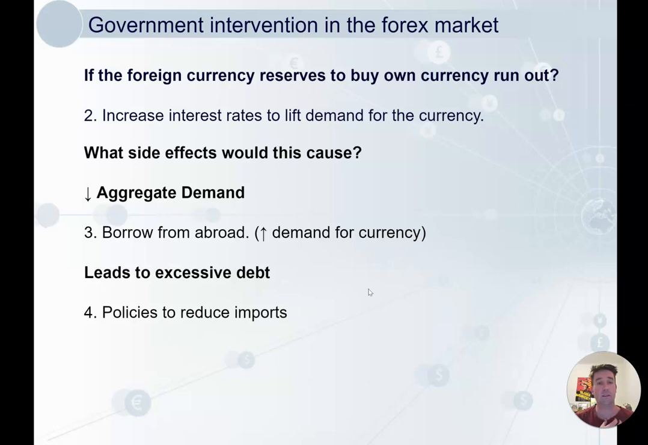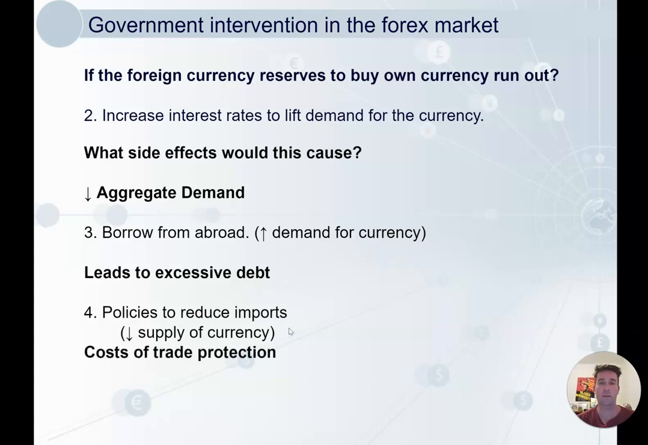Any policies to reduce imports will work. So you could do things like put in place tariffs, right? Ban the import of certain goods. You could do those things. If they reduce imports, then less money leaves the country. So there's less supply, a decrease in supply of the Australian dollar, and that will raise the value of the Australian dollar.